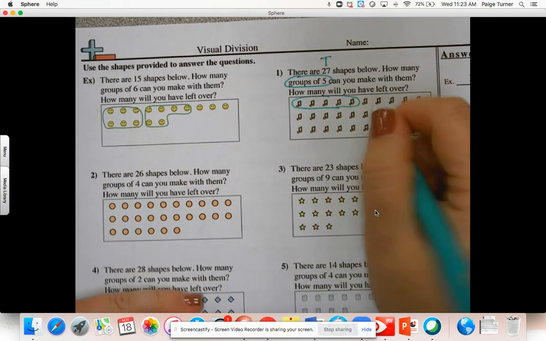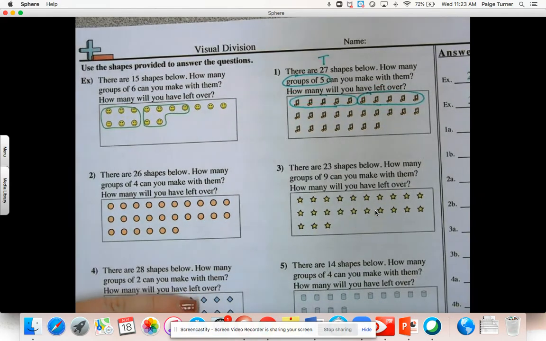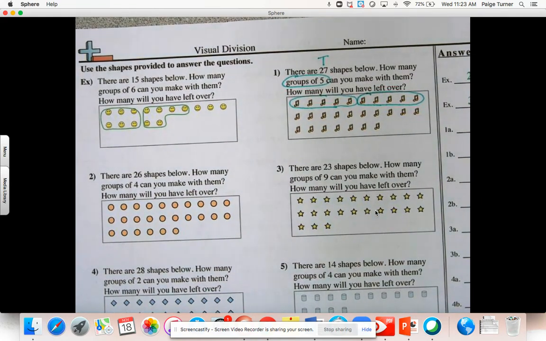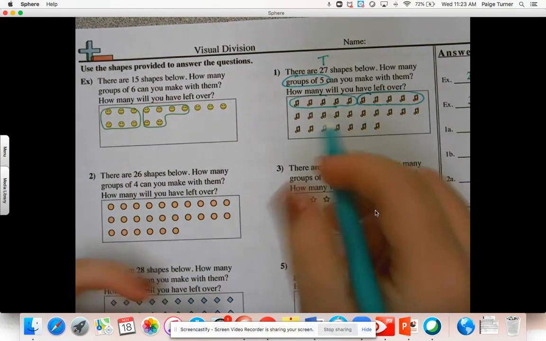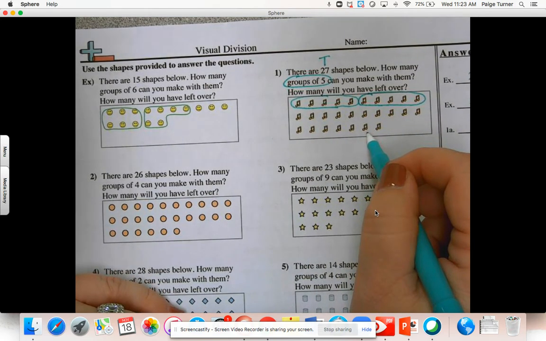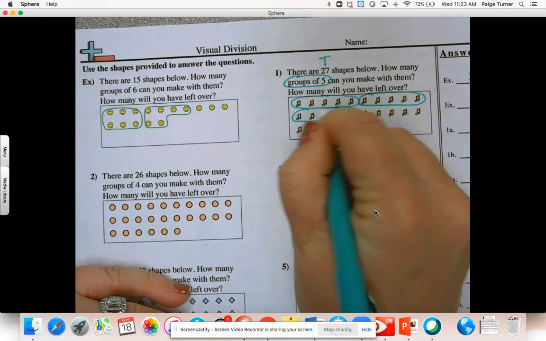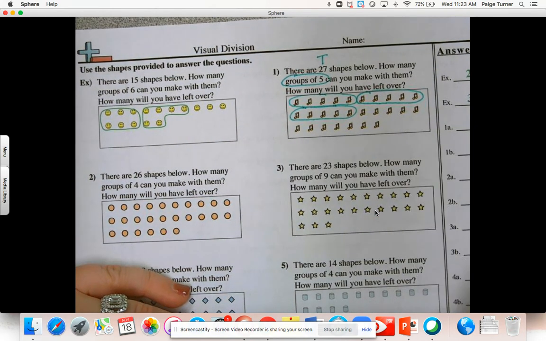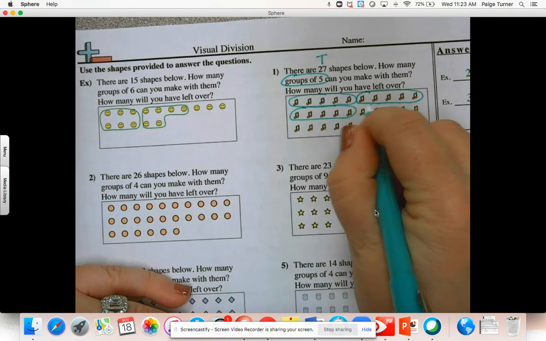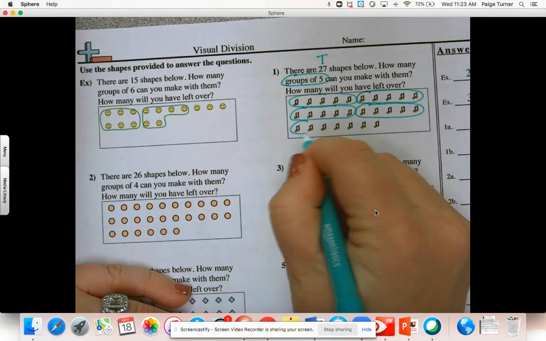So I'm going to make another group of 5. 1, 2, 3, 4, 5. So now I have 2 groups of 5. But look at how many shapes I still have left over. I have plenty of shapes here to make another group of 5. So 1, 2, 3, 4, 5. Okay, and as you can see, I still have more shapes here. I can make another group of 5.